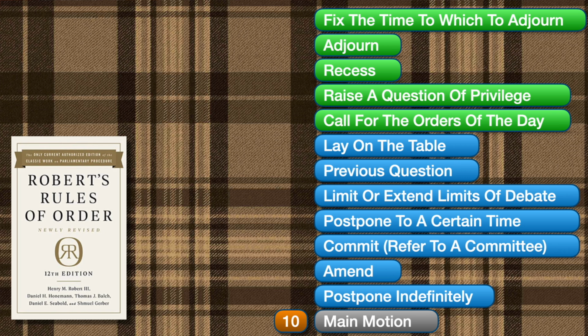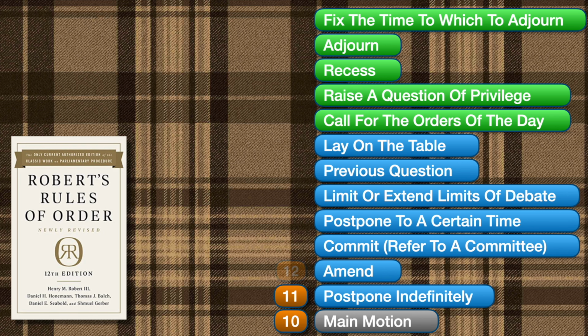Another interesting aspect of the rank of motions that I'd like to point out is that their ranking order aligns with their appearance in Robert's Rules of Order. What do I mean by that? Well, Section 10 of Robert's Rules of Order is called the main motion, and it is completely dedicated to that topic. The next section, Section 11, is called Postpone Indefinitely, and it covers the details of that motion.